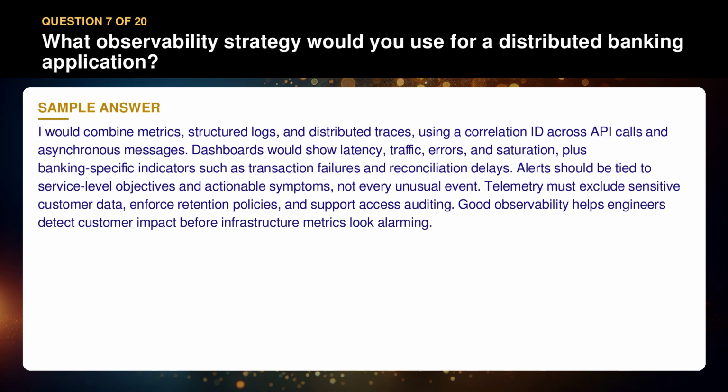Alerts should be tied to service-level objectives and actionable symptoms, not every unusual event. Telemetry must exclude sensitive customer data, enforce retention policies, and support access auditing. Good observability helps engineers detect customer impact before infrastructure metrics look alarming.